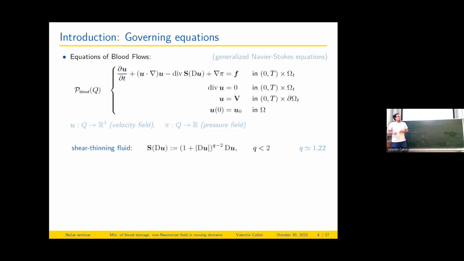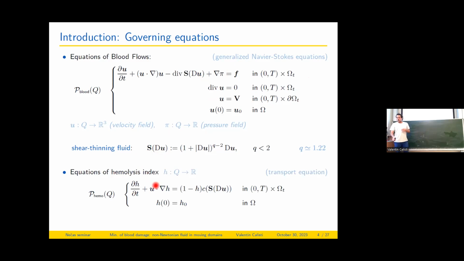And once we have computed some blood flow, we will take some scalar measure of the stress here, which will feed some transport equation. So as I showed before, the hemolysis depends on the level of stress and on the time exposure. So finally, it will be modeled by a transport equation, which will follow the flow of the blood. So if you have at some time some hemolysis index, it will be transferred following the blood flow, and you have some source term which will create some hemolysis with respect to C, which is here for now not precise, but it's a kind of measure of the stress.